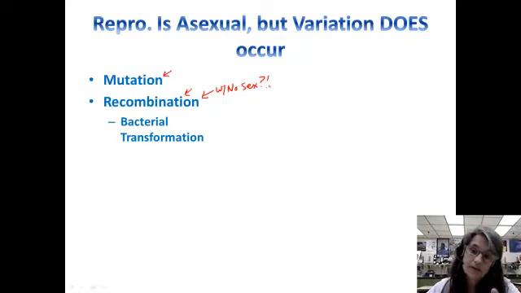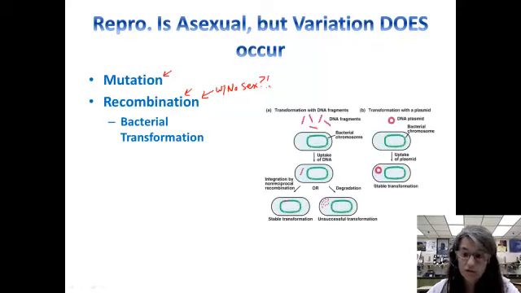Well, remember we talked about with our lab bacterial transformation, where a bacteria picks up a stray plasmid. They can also pick up stray fragments of other types of DNA from other bacteria, but we talked about it in terms of plasmids. They pick up plasmids from their environment. Boom, you've got some variation.